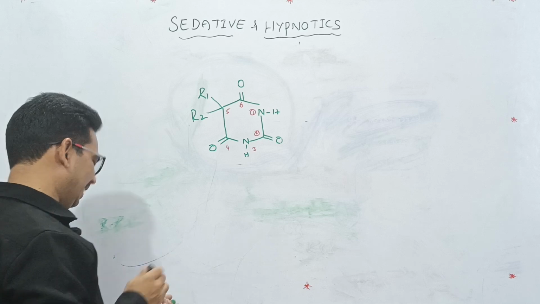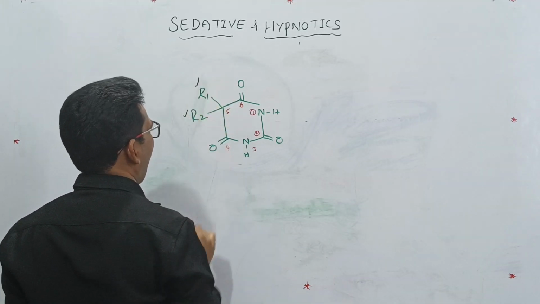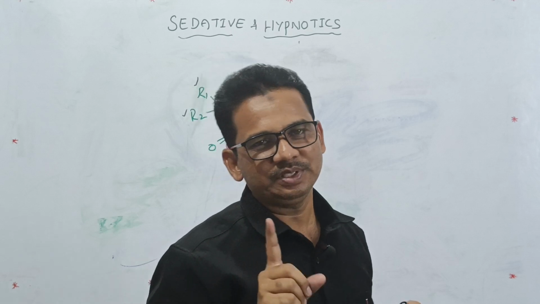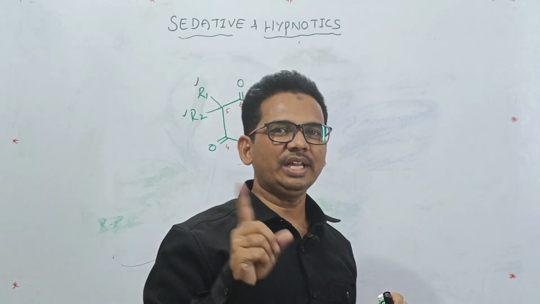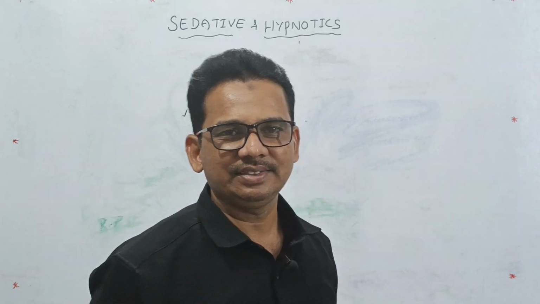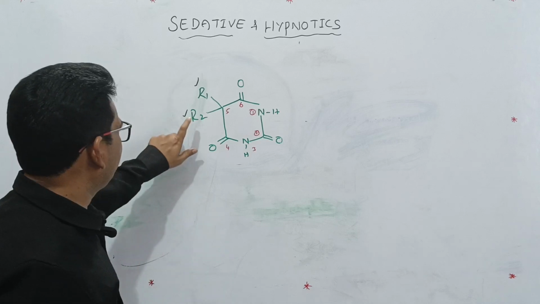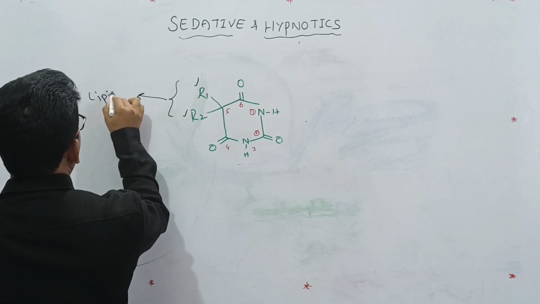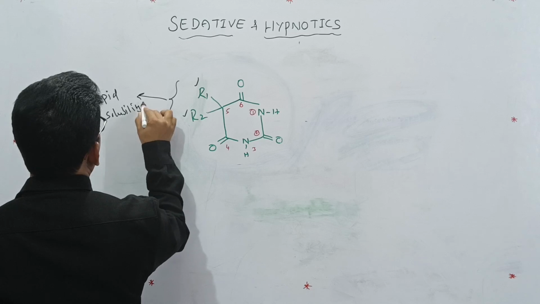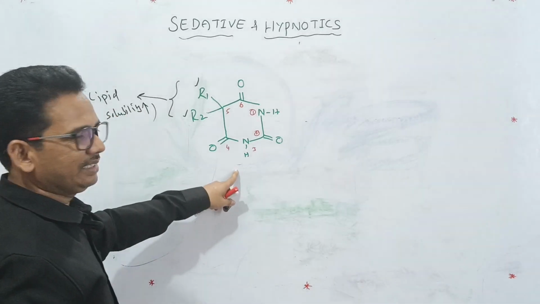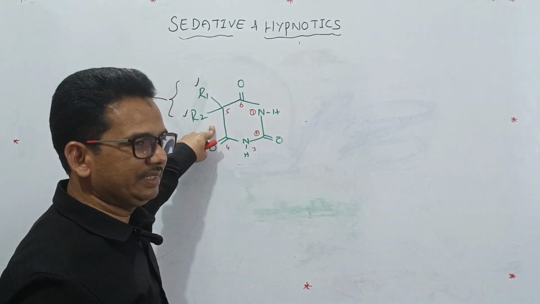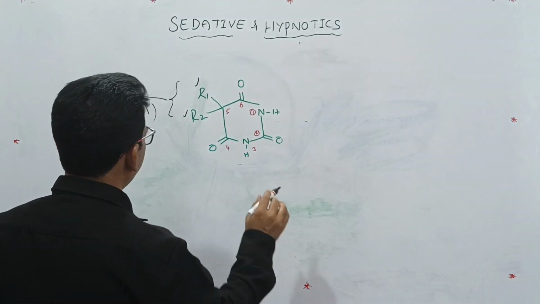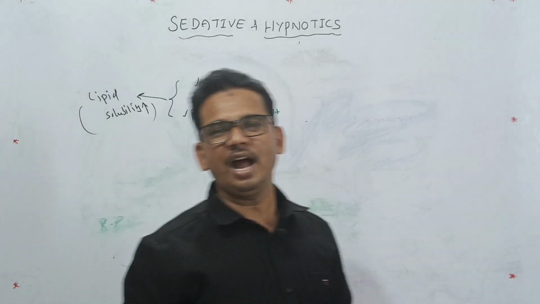Now see, for producing the sedative and hypnotic action, R1 and R2 at the fifth position play the vital role. Remember that. The fifth position is responsible for increasing the activity, because this position changes specially the lipid solubility of the drug. Lipid solubility increases. Barbituric acid with no substitution is hydrophilic, more hydrophilic, and is not going to cross the blood-brain barrier. Balance should be there between the lipophilic as well as the hydrophilic.